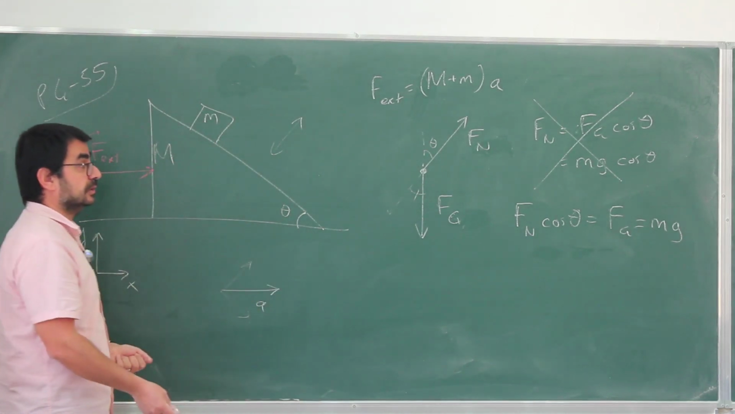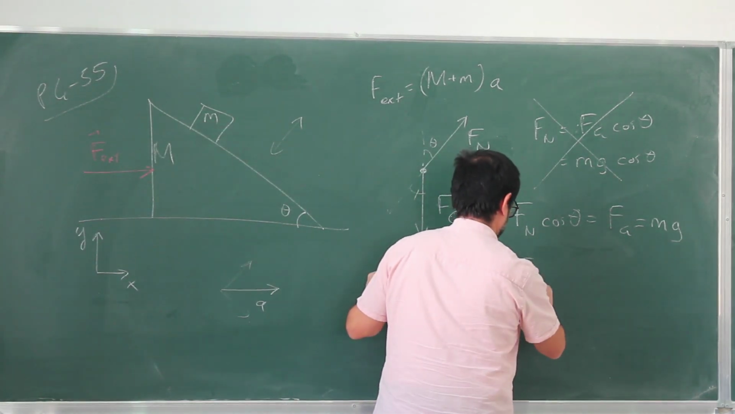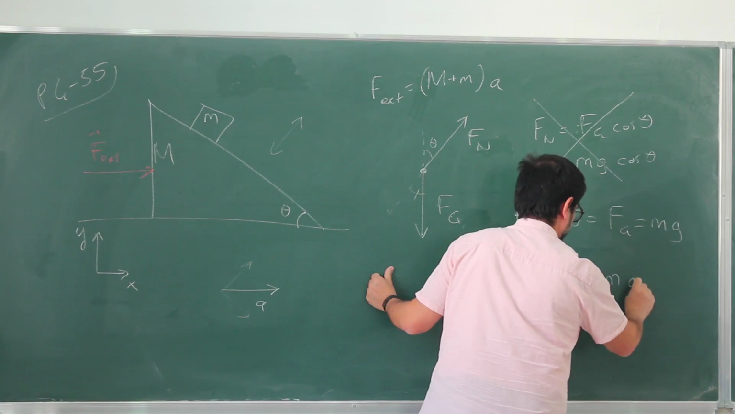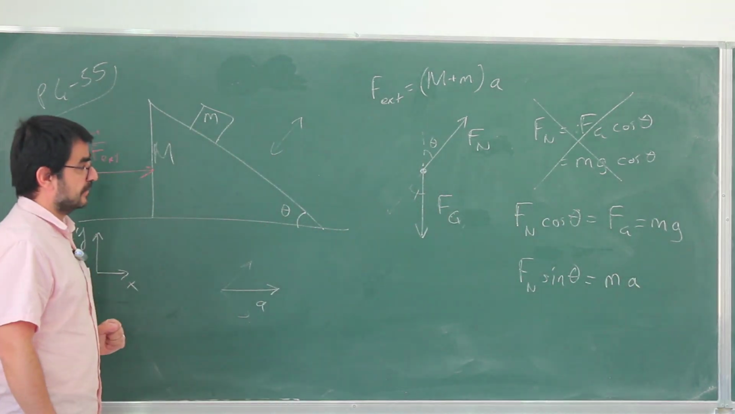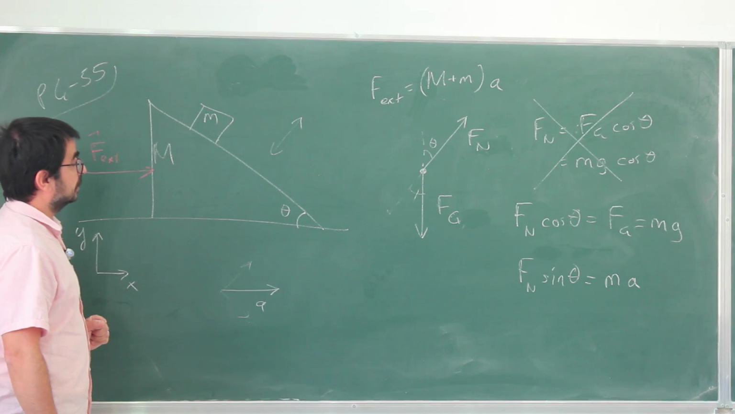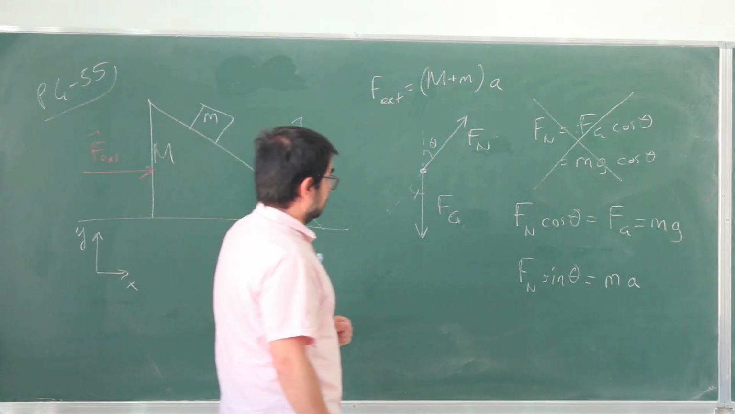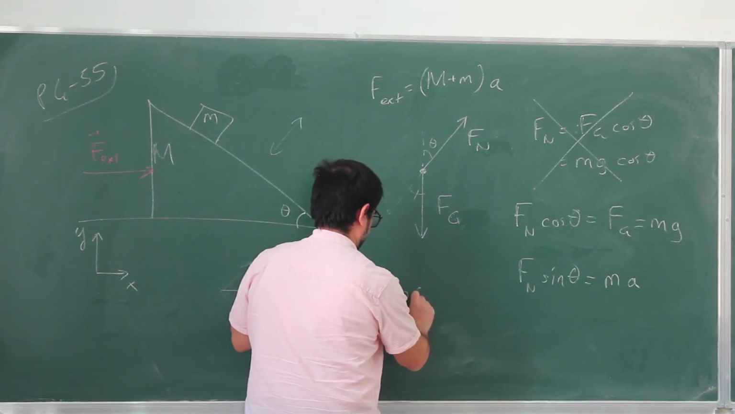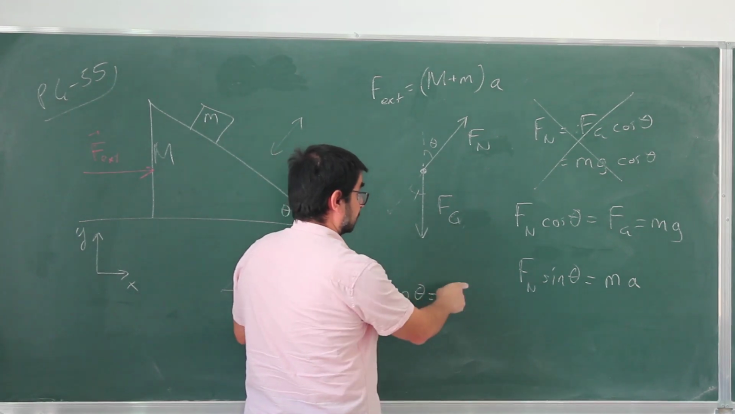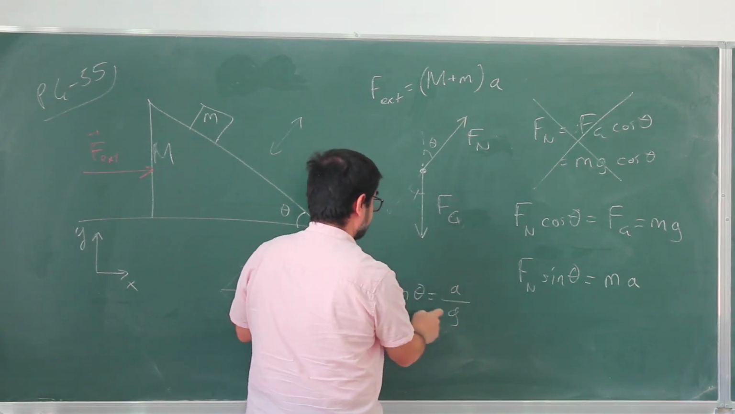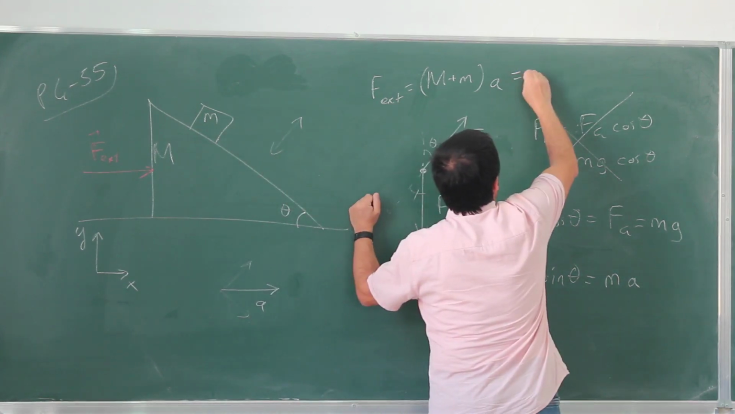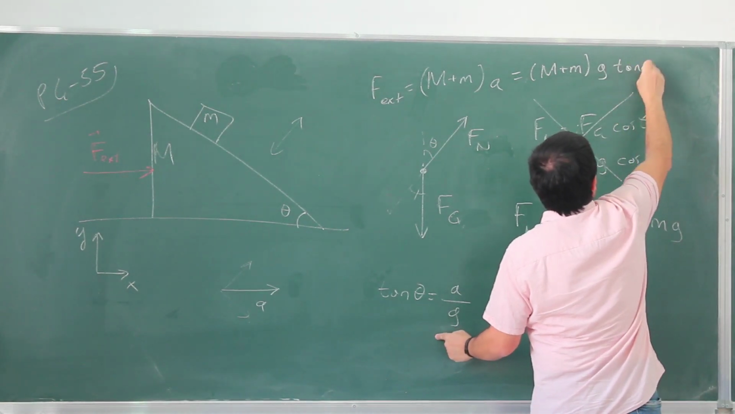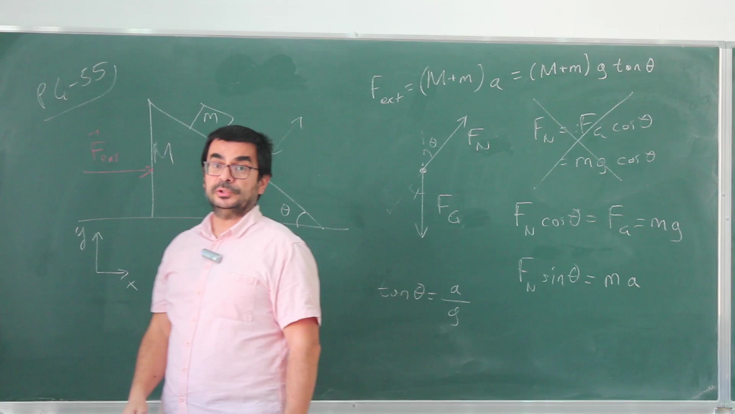Now, what about the x direction? Well, Fn sine theta must be equal to m times a. Now, what can I do here? I don't know the normal force, but I can divide this side by side. Tangent theta is going to be, normal cancels, a over g. So a is g times tangent theta. So the external force must be M plus m times g times tangent theta. And I express the external force in terms of the given quantities.